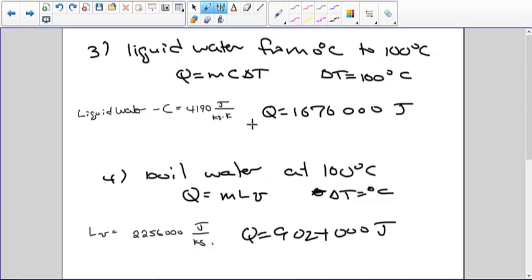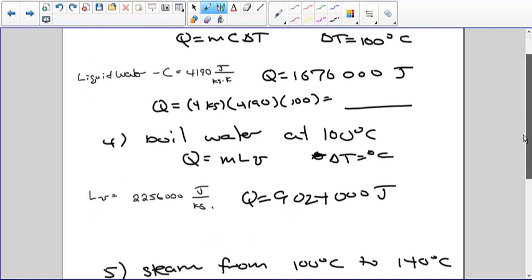So let me just write it out. I remember doing that. I didn't write out what was made, I just wrote the answer. So it's equal to the mass, 4 kilograms, times the specific heat, 4190, times the temperature increase, which is 100, and that gives you that number.